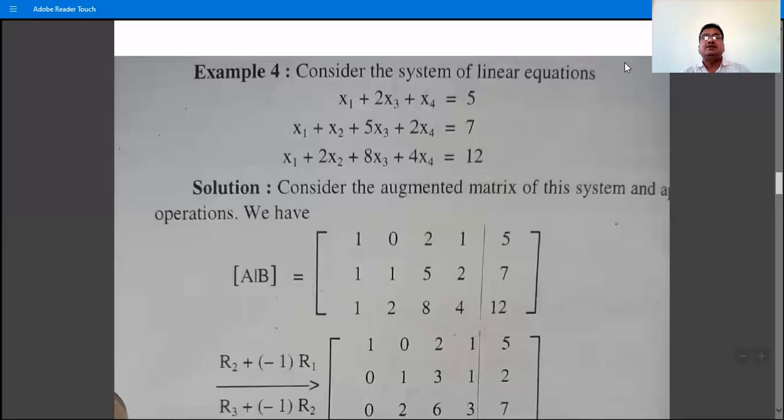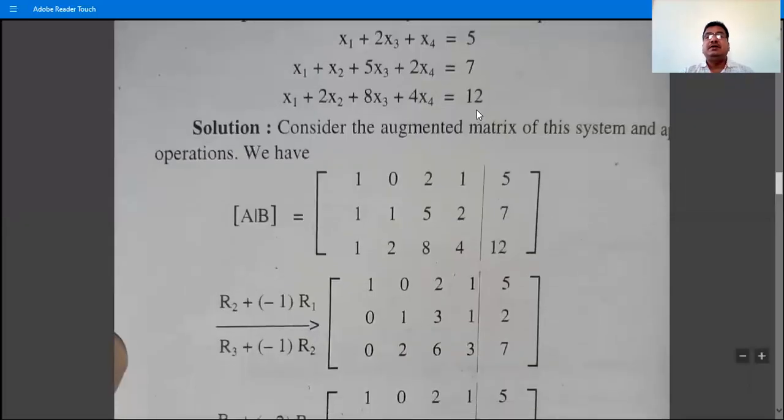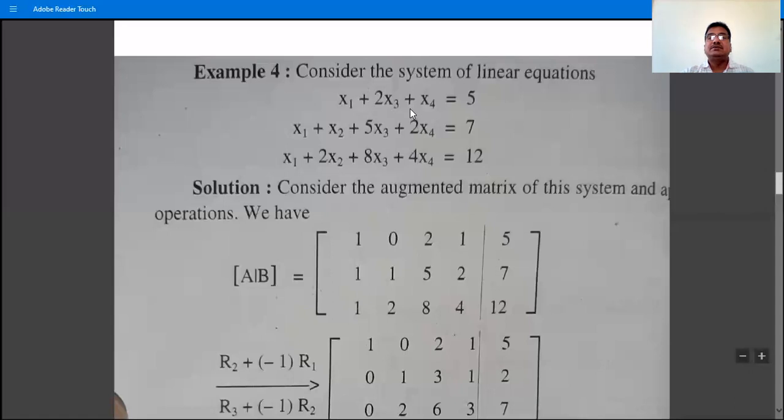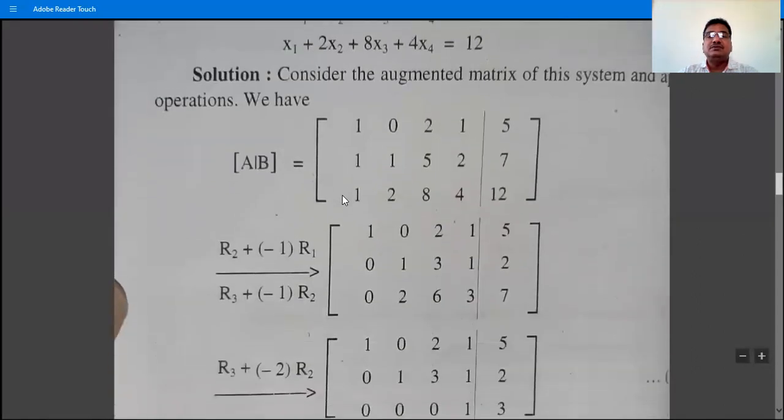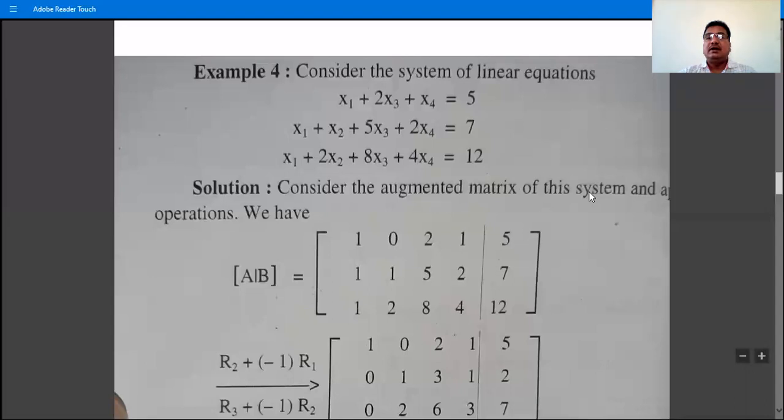Next example, consider the system of linear equations. x1 plus 2x3 plus x4 is equal to this. Then this is the second equation, this is the third equation. So we have three equations and four unknowns. So consider the augmented matrix AB, the matrix of coefficients and the matrix of constants combined, the augmented matrix.